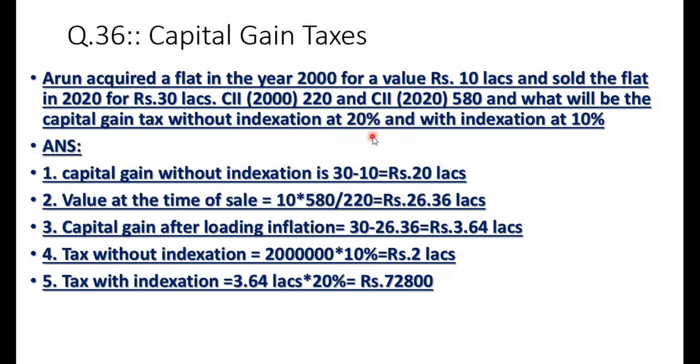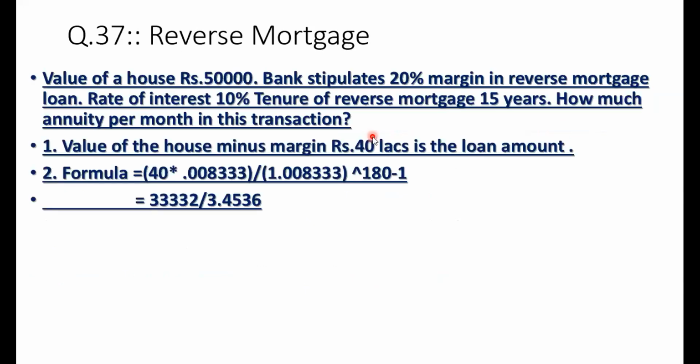Okay, understood, madam? So 37, reverse mortgage. One more example I have given. Here, instead of an annual cash flow annuity, it is how much per month? The formula is the same. Now the rate of interest is 10%. The value of the house is only 50,000, and the bank stipulates a 20% margin. So it is not 40 lakhs actually, it is 50 lakhs. One more zero you have to add. This also I will correct.